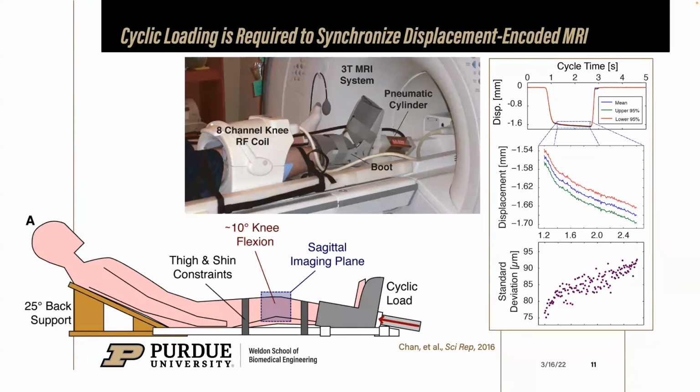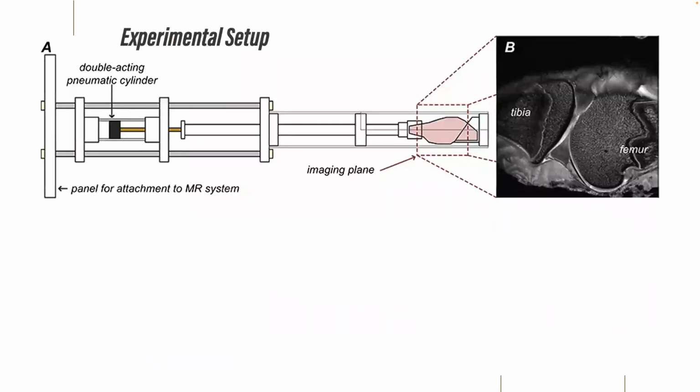And so now that we have a good idea of what generally happens, I encourage you, if you want to look at the in vivo data, that's in this paper here. But that gives you an idea, hopefully, of what generally happens during a displacement encoded MRI experiment that is timed with externally applied loading. And we can shift to the experimental setup that was in the paper that we described.